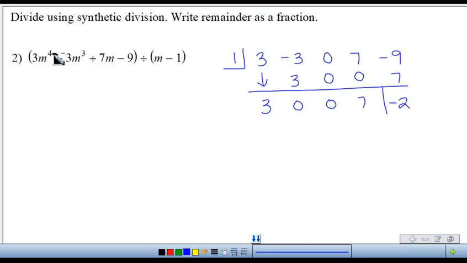Insert your variables, and remember, look at the largest exponent for your degree of 4 and subtract 1. So I'm going to start with m cubed. Now, because these variables have zeros in front of them, it is unnecessary to write them in our final answer. Final answer is 3m cubed plus 7, and then we have a remainder of -2 over m minus 1.